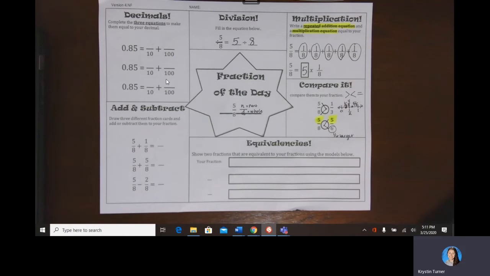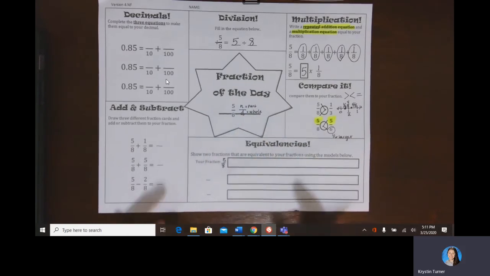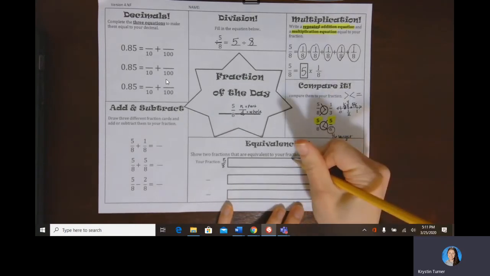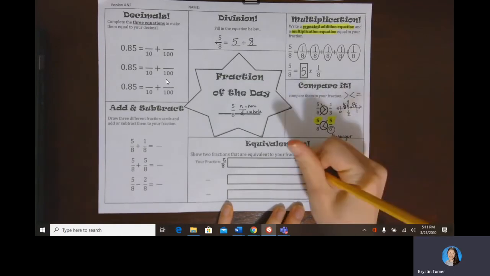Now we're going to move on to the equivalencies box. This first one is our fraction 5/8. If you haven't already done this box, go ahead and pause the video and then come back to it. All right, so I'm going to start 5/8 with a line in the middle. I'm going to have a total of 7 lines to make 8 equal pieces.